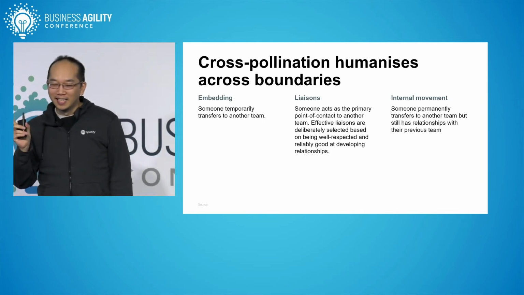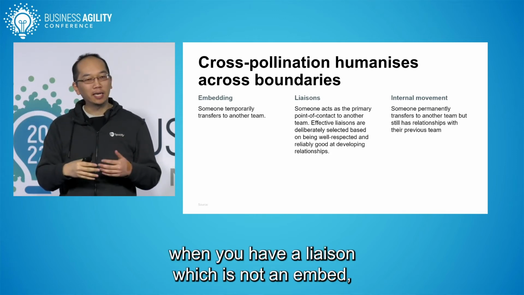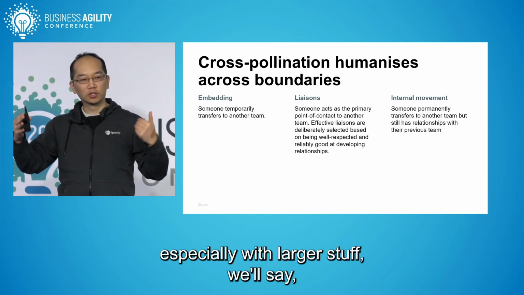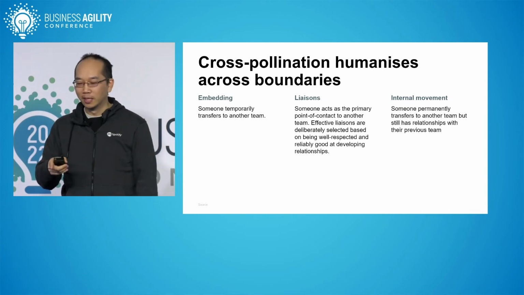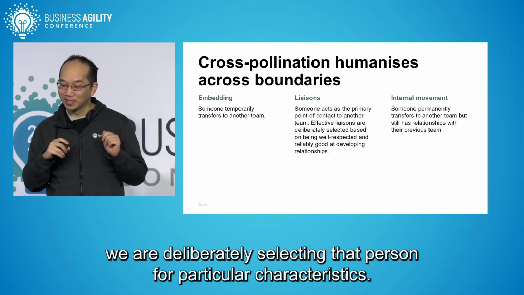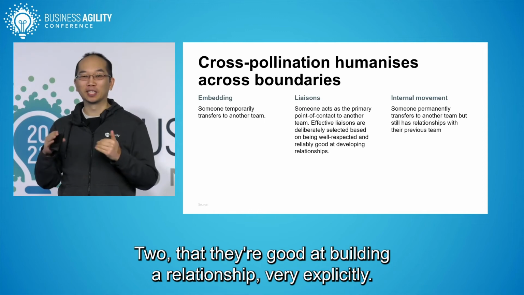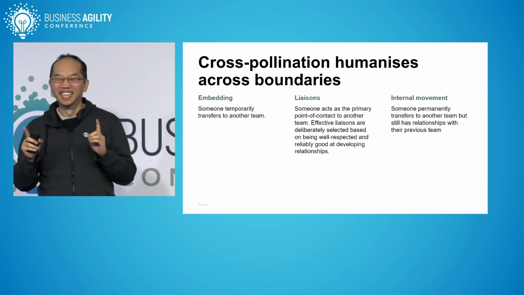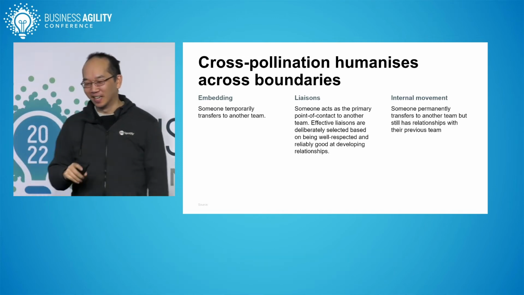Now, I mention this later: when you have a liaison, which is not an embed, it's a point of contact. Especially with larger stuff, we'll say, here's the primary point of contact. They'll be your representative and you talk to them. We are deliberately selecting that person for particular characteristics. One, that they need to be well respected. Two, that they're good at building relationships, very explicitly. Because there are some really smart people who are going, I don't want you talking to anyone. Well, we'll work on your skills over time, but right now, let's not.